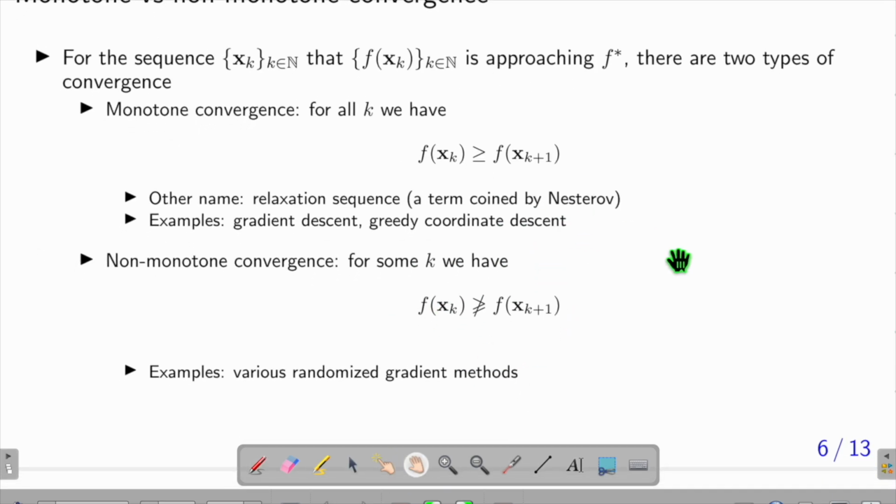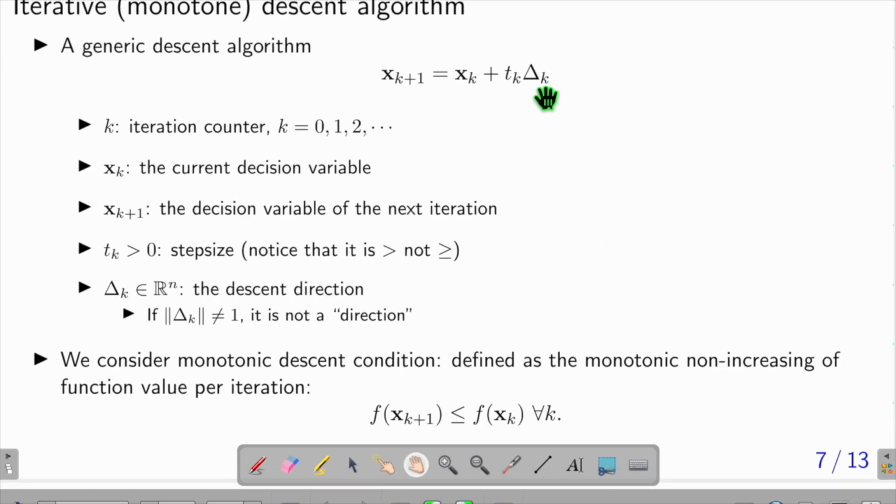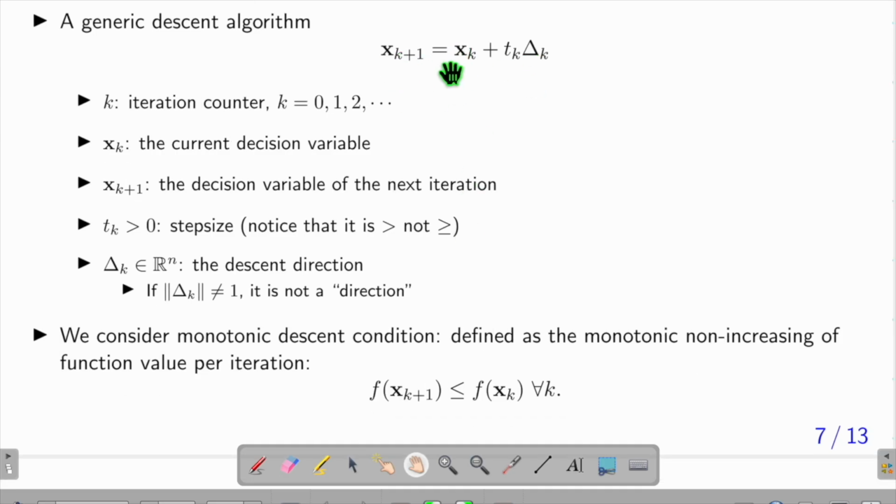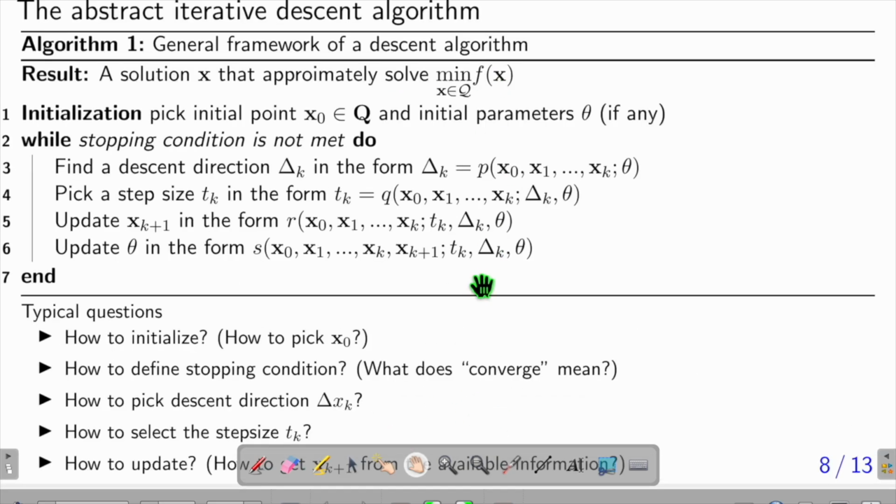And what we want is monotone. What's monotone? This is monotone. All the new values are smaller than the old one. If this is not true, then this is not monotone. Easy. Then how do we proceed? We do this, right? Old point, step size, direction, new point. And if we want this to be monotone, this is gradient descent. So basically this is the idea.